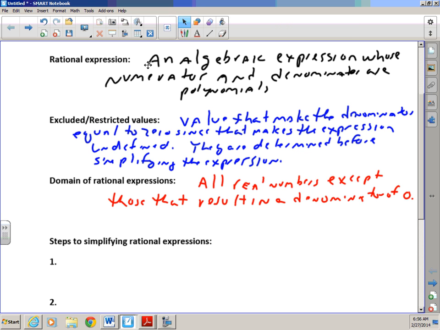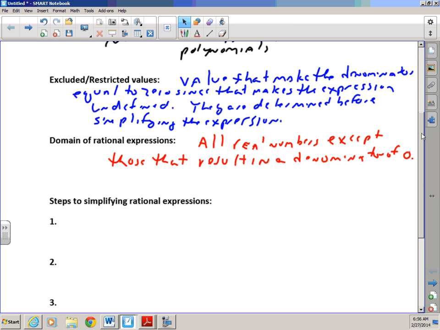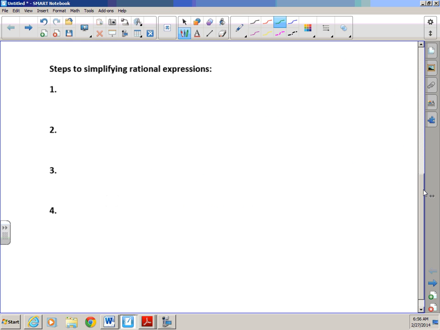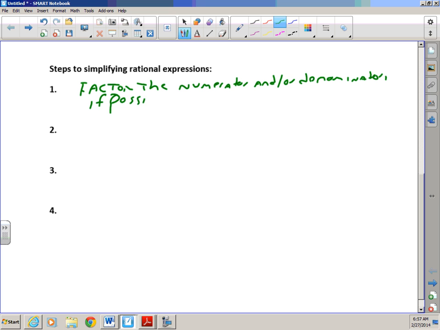All right, so we're going to talk about the following steps, and then we're going to go through some examples. And I think you'll find it pretty straightforward. Step 1 of simplifying rational expressions is we're going to factor the numerator and denominator if possible. Step 2, we are going to cancel common factors.